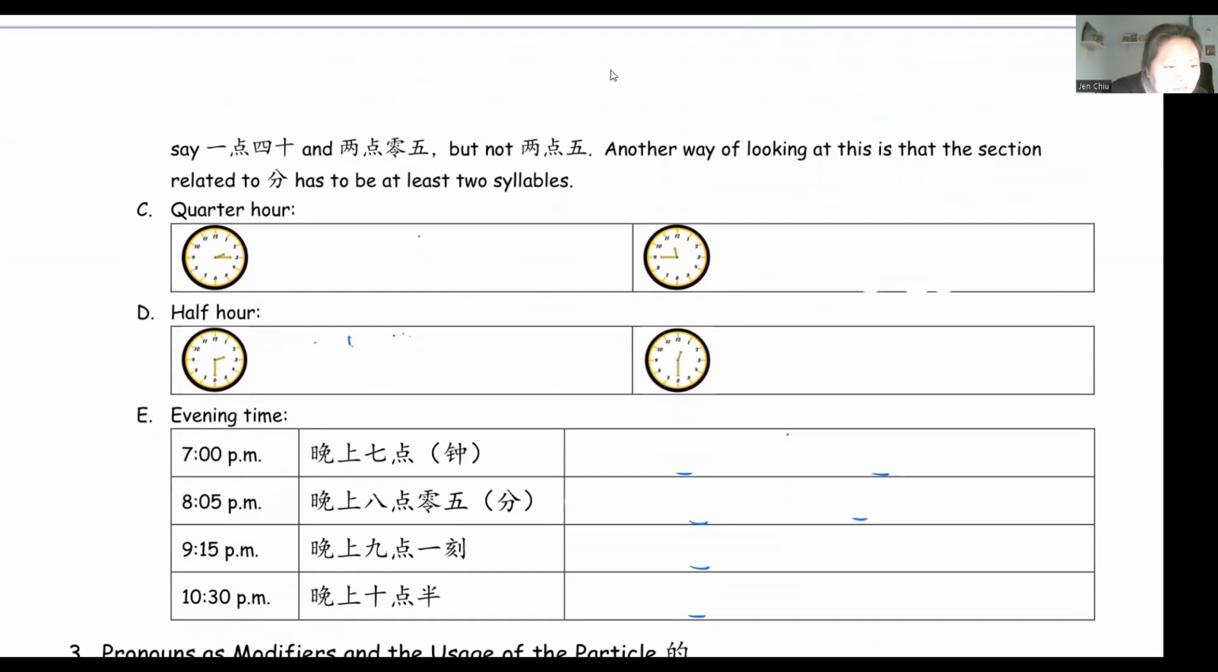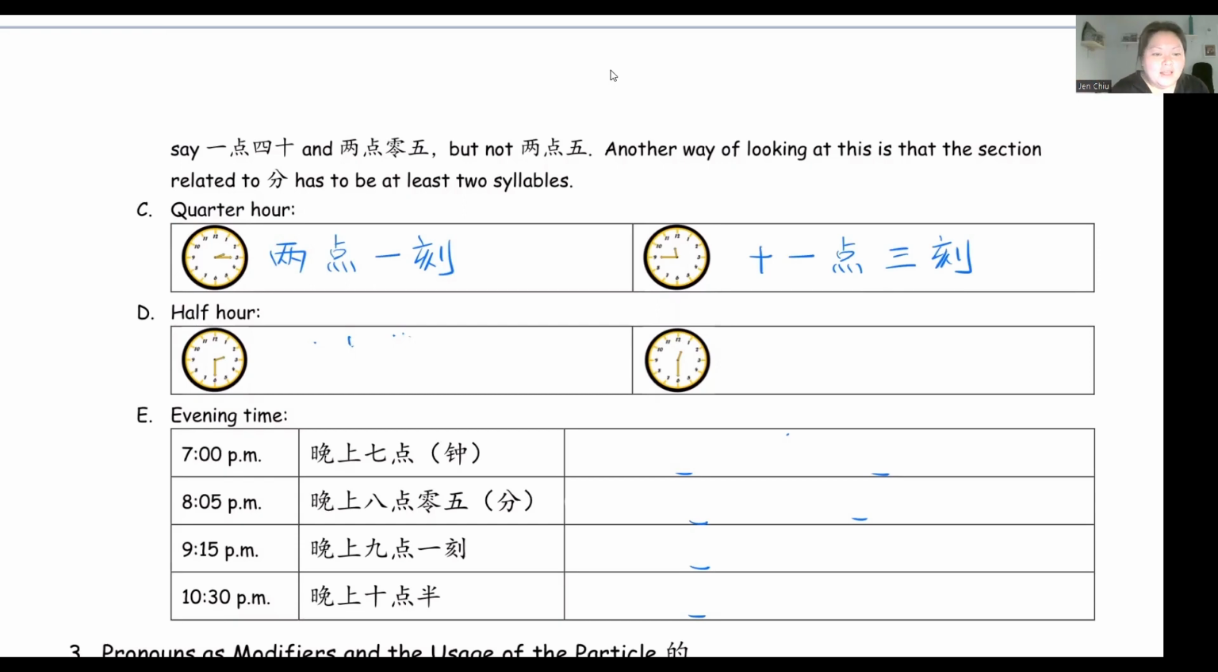For example, this clock says 2:15. So we would say 2点1刻. Ke is a quarter hour. So you go by quarters. And you don't need the half because half has another term of itself, like in part D here. So you're really looking at 15 or 45. So here at 45, the next picture looks like 11:45. We say 11点3刻. So ke is a quarter and 3刻 is 3/4.